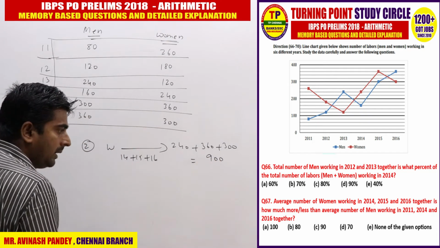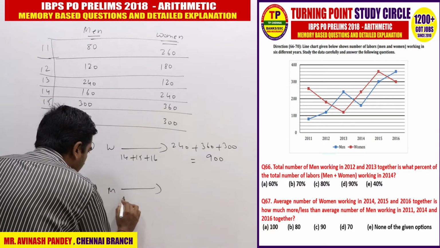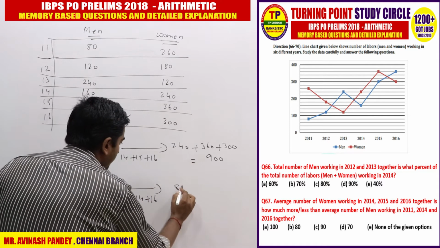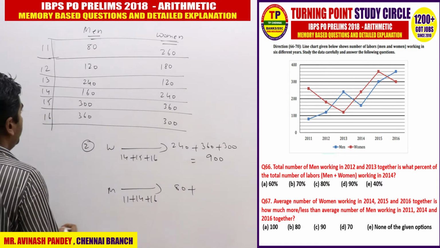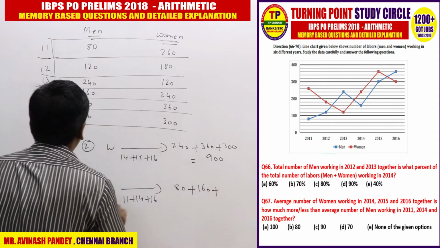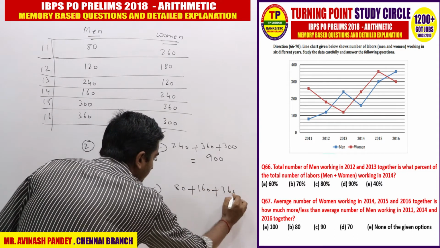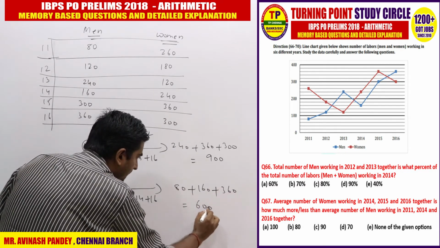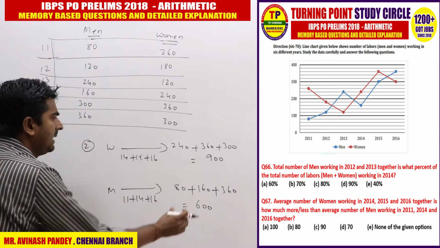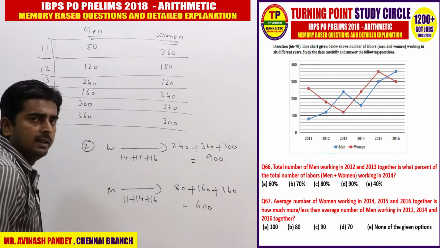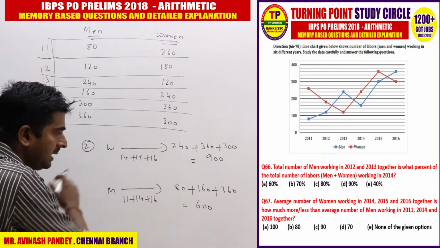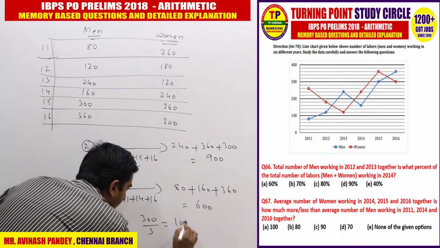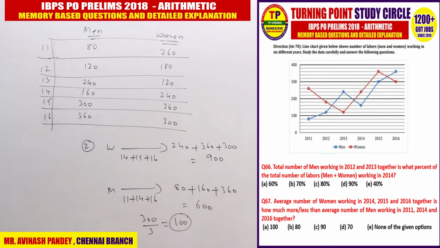And men in 11, 14 and 16. In 11, what is the value of men? 80. Then 14, what is the value? 160. And 16, what is the value? 360. So 160 plus 80, 240 plus 360, 600. They are asking average only, so directly take the difference. What is 900 minus 600? 300. 300 by how many persons? 3 persons are there. So 300 by 3, what is my answer? 100. My answer is 100.